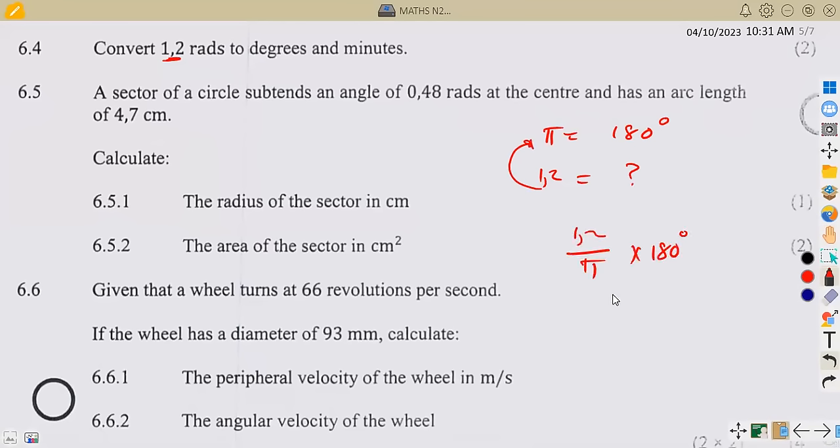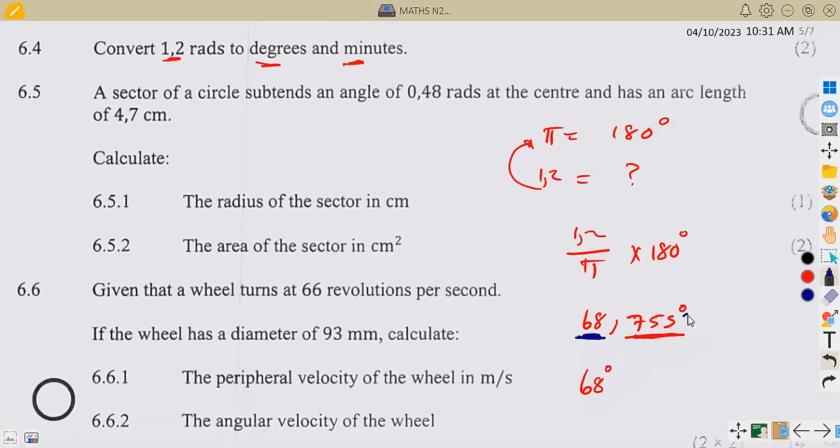All right. So in degrees, this is going to give us 68.775 like that in degrees. But the question needs us to convert to degrees and minutes. So we are going to take the whole number here to represent the full number of degrees, which is 68 degrees. Then the remaining part, we convert it to minutes.